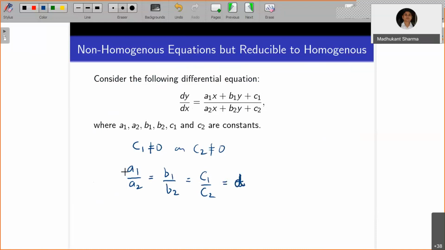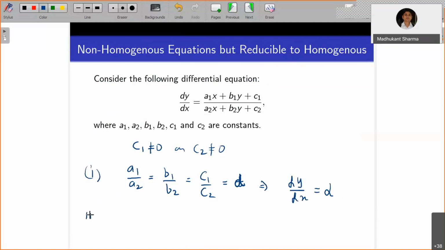So you can replace a1 by d times a2, b1 by d times b2, and c1 by d times c2, and d will come out, and you will have dy by dx. In this case, you will get dy by dx equals d only. Okay, these are all the ratios equal. That's the first case.